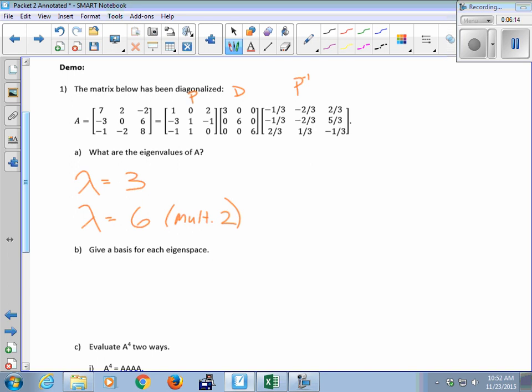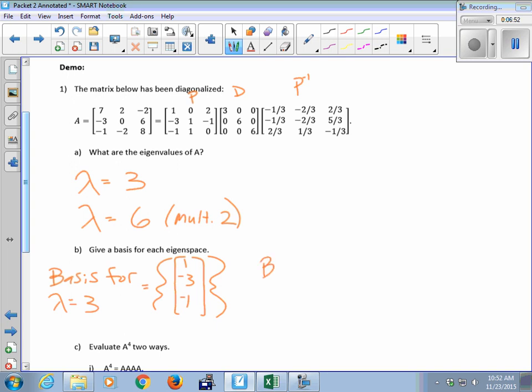Okay, so my basis for the eigenspace that corresponds to lambda equals 3. Lambda equals 3 is in the first column of D, so the first column of P is an eigenvector. It's one eigenvector from the eigenspace. Okay, so 1, -3, -1. So that's my basis for the eigenspace for lambda equals 3.